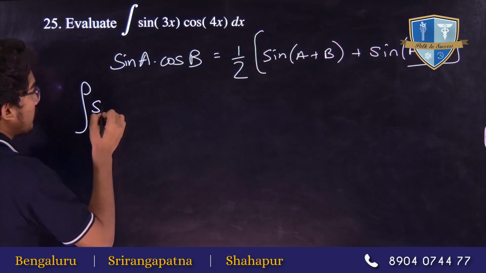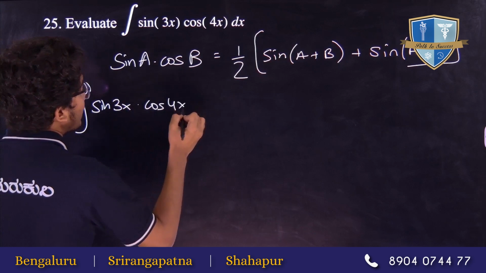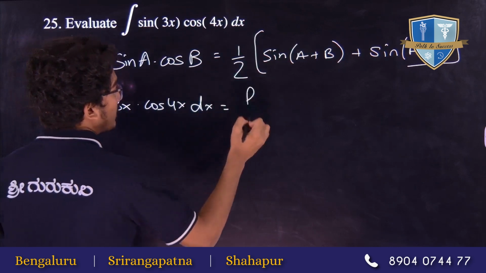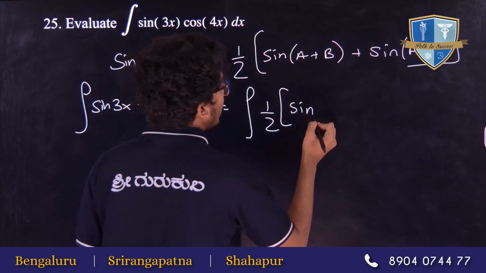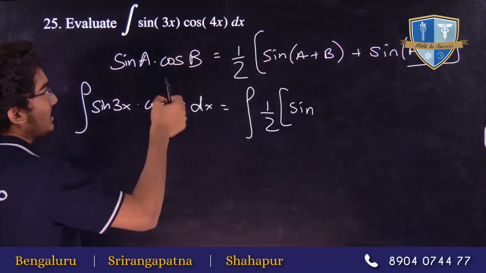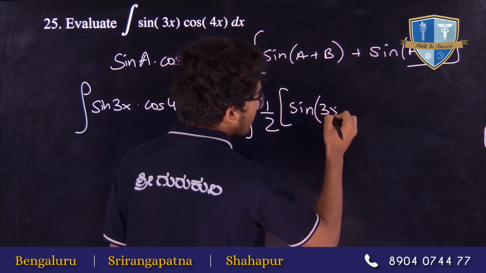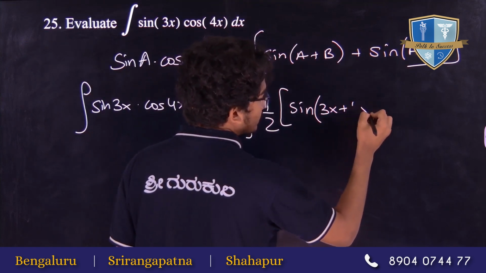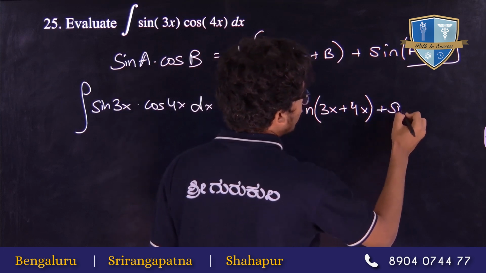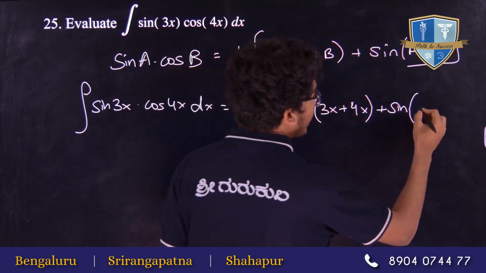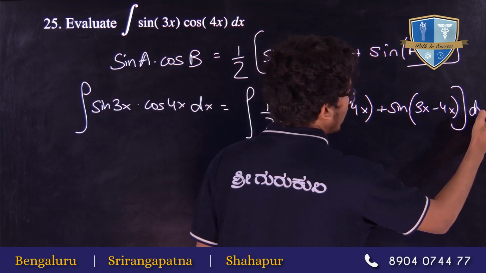So integration of sine of 3x into cos of 4x dx will become half of sine of A plus B. Instead of A there is a 3x and instead of B there is a 4x. So 3x plus 4x, plus sine of A minus B, means 3x minus 4x, correct, into dx.